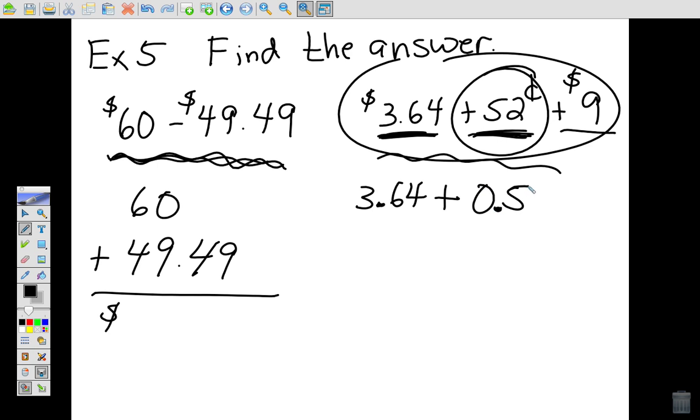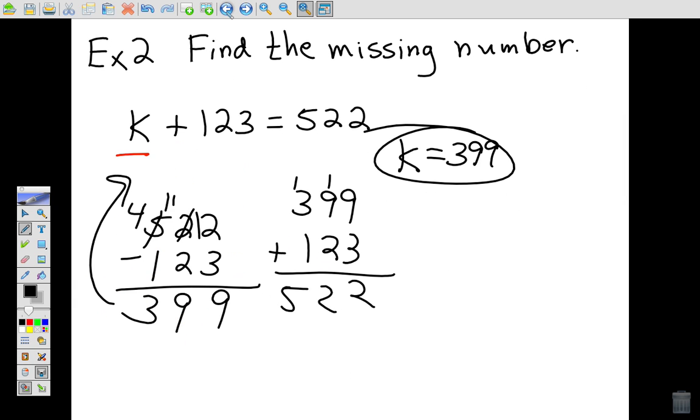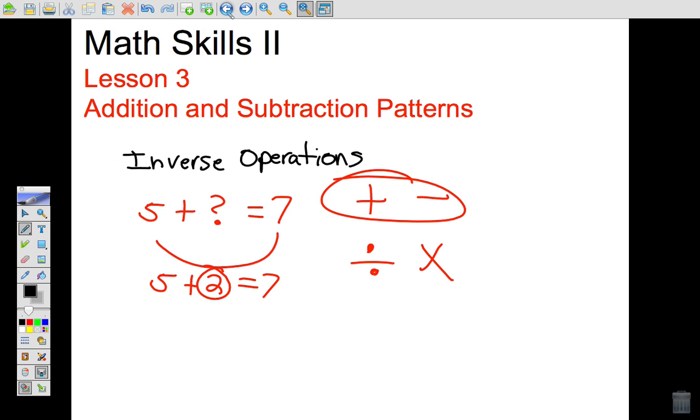That's 0.52, 52 cents. Looks like that. Plus, is $9 in dollars and cents? Yeah, you could think of it as 9 or 9.00, however you want to think about it. And then you'd add them together. So the point of this being is, if you have numbers that are in dollars and cents like these are, you got to make sure that values like that are represented in dollars and cents. That would be 0.52, or in other words, 52 cents. So our topic was called addition and subtraction patterns, namely using inverse operations.